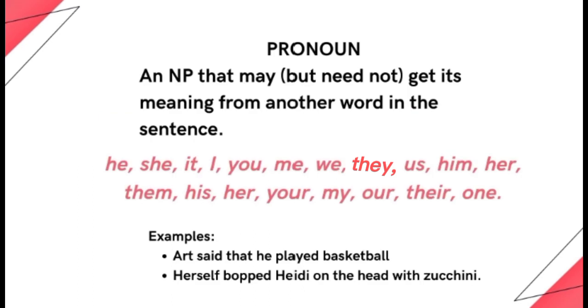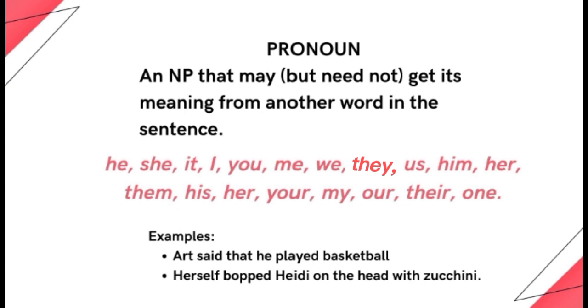There is yet another kind of NP. These are NPs that can optionally get their meaning from another NP in the sentence, but may also optionally get it from somewhere else. These NPs are called pronouns. Pronoun: an NP that may, but need not, get its meaning from another word in the sentence. We have here some examples.